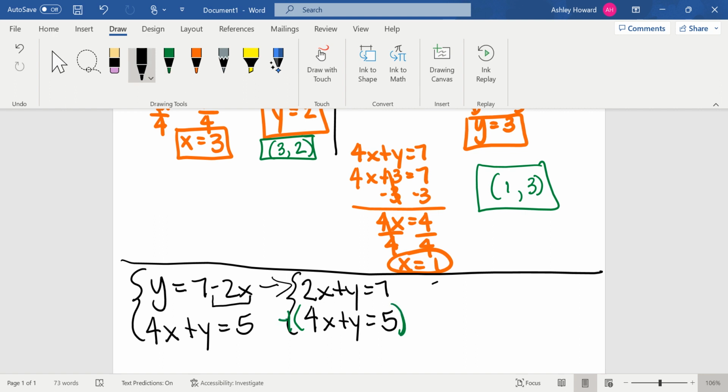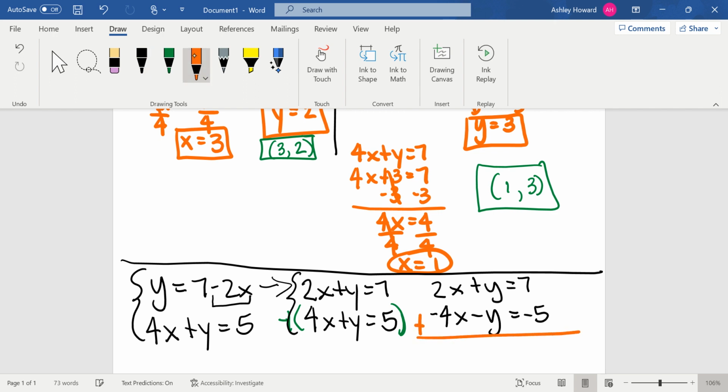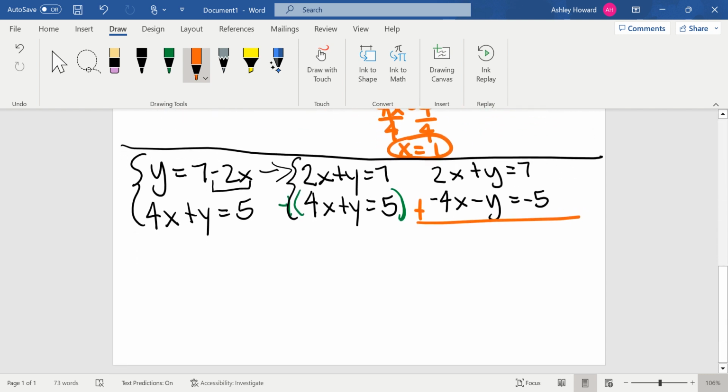And I would get the same equation for the first one because we're not doing anything to that one. And then on the second one, since I'm multiplying by -1 all the way through, I'd get -4x, -y, and -5. And then when I go ahead and add those together, 2 and -4 gives me -2x. y plus -y cancels out. And 7 plus -5 gives me 2. And we're just going to divide by -2 on both sides and get x is equal to -1.